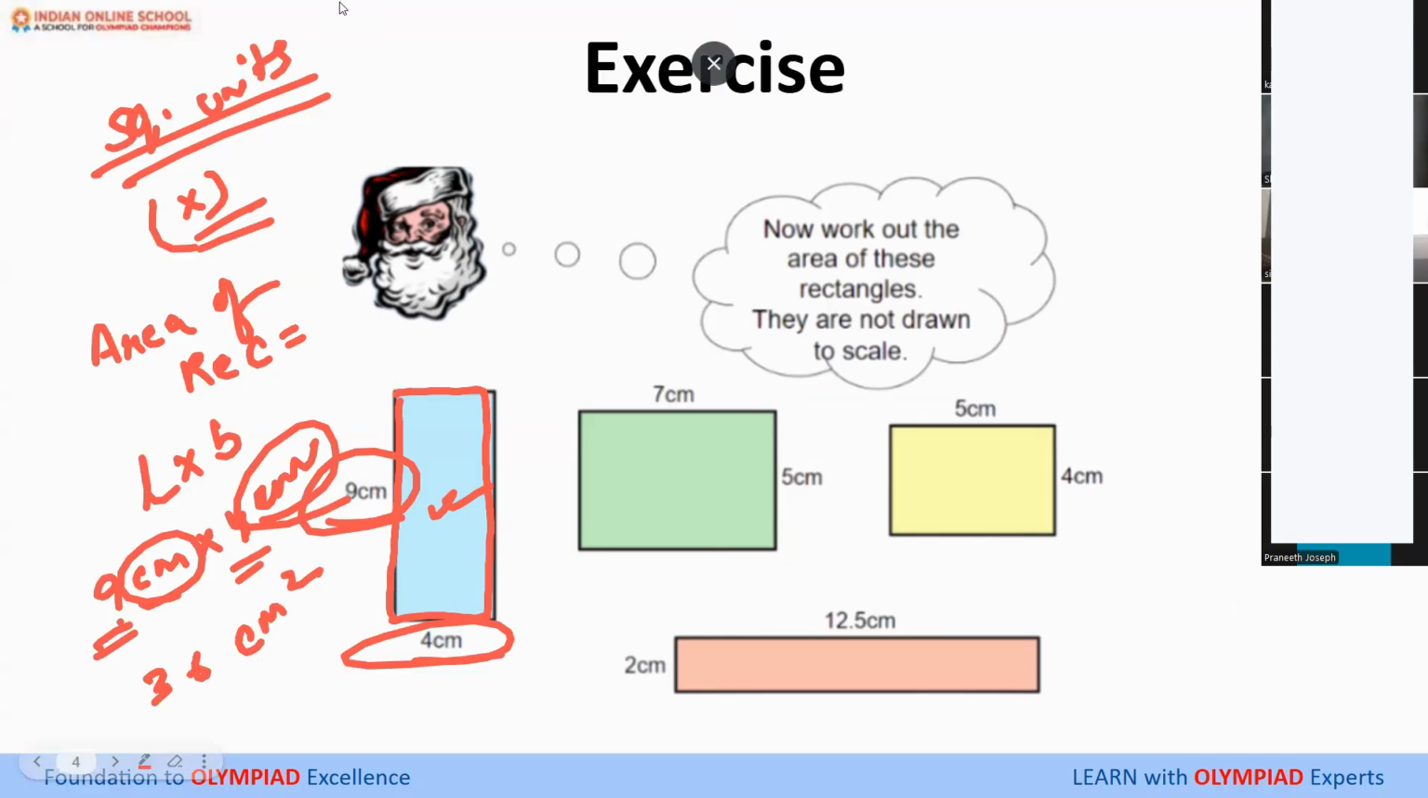Understood? Yes, ma'am. So this is the reason why every time we find the area of any geometrical shape, it's always in square units. Because square units come from the multiplication. When we multiply, we always multiply the units along. Clear, everyone? Yes, ma'am. Okay.